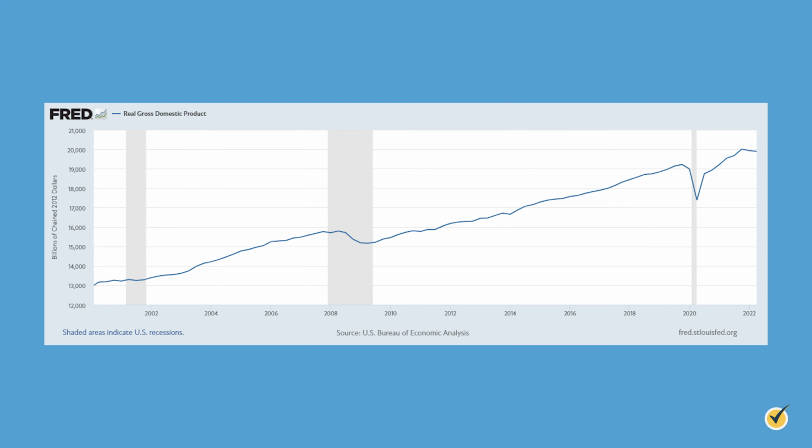The NBER dates business cycles by identifying the peak and trough months of economic activity. That is, what were the high and low points of economic activity? As you can see on this graph of real GDP, the gray areas are classified by NBER as recessions, and in each case, real GDP is declining.